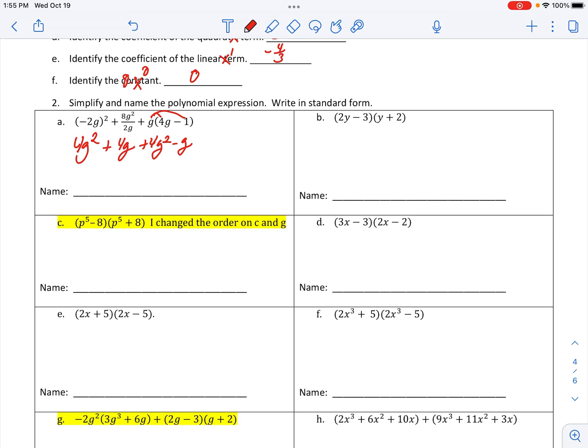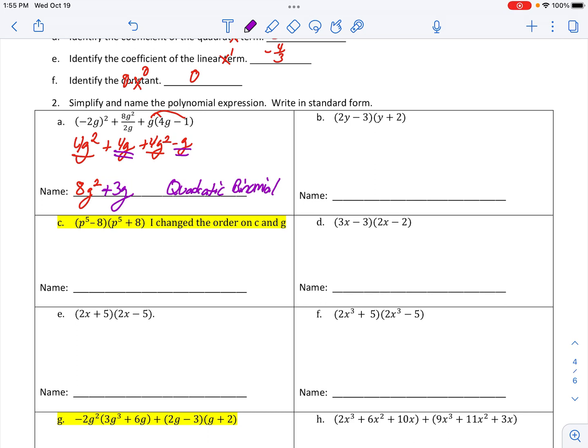And when I put that into standard form, I got the g squareds to start off with. There's 4 plus 4 giving me 8. Then I have the linear terms. 4g minus 1g is 3g. And then I name it. I can name this as a quadratic because of the squared. There are 2 terms, so I say binomial.